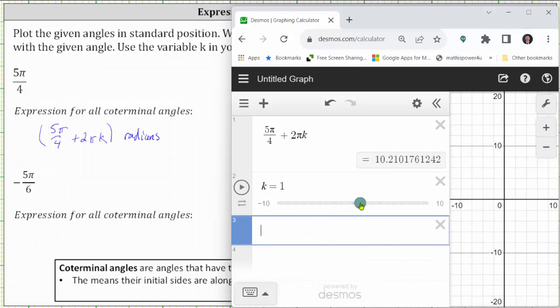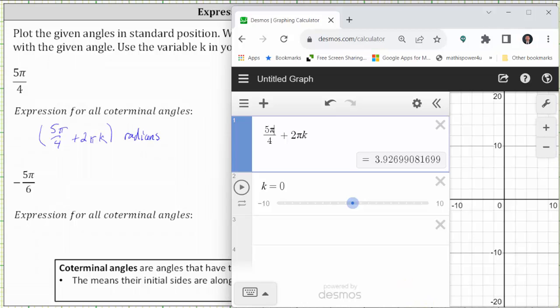And notice now when we change the slider, we are getting angles that are coterminal to 5 pi divided by 4 radians. However, we're only getting decimal approximations. And we always want to give exact values whenever possible. So what we can do here is change k back to 0. And we'll remove the pi to perform the calculation, and then just remember to include the pi when giving the coterminal angle.